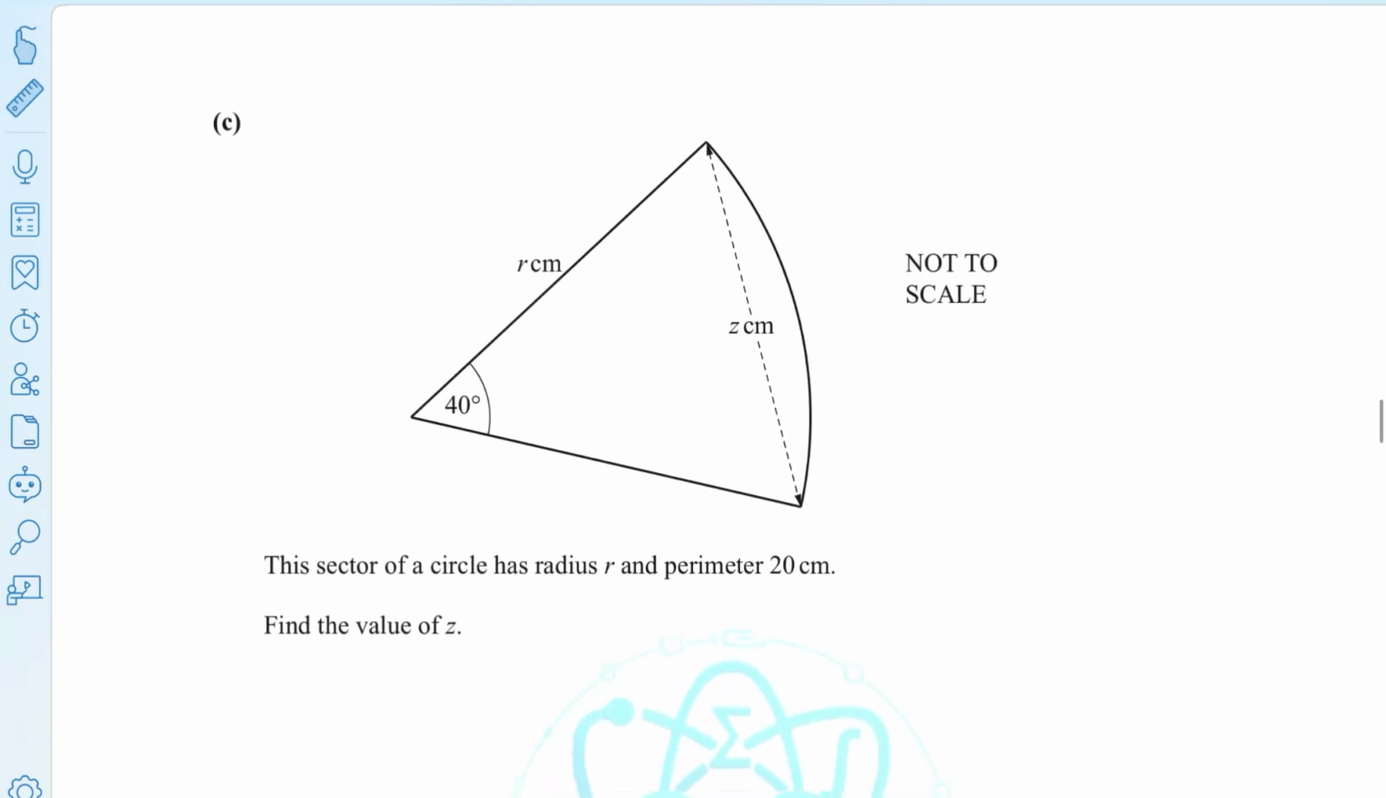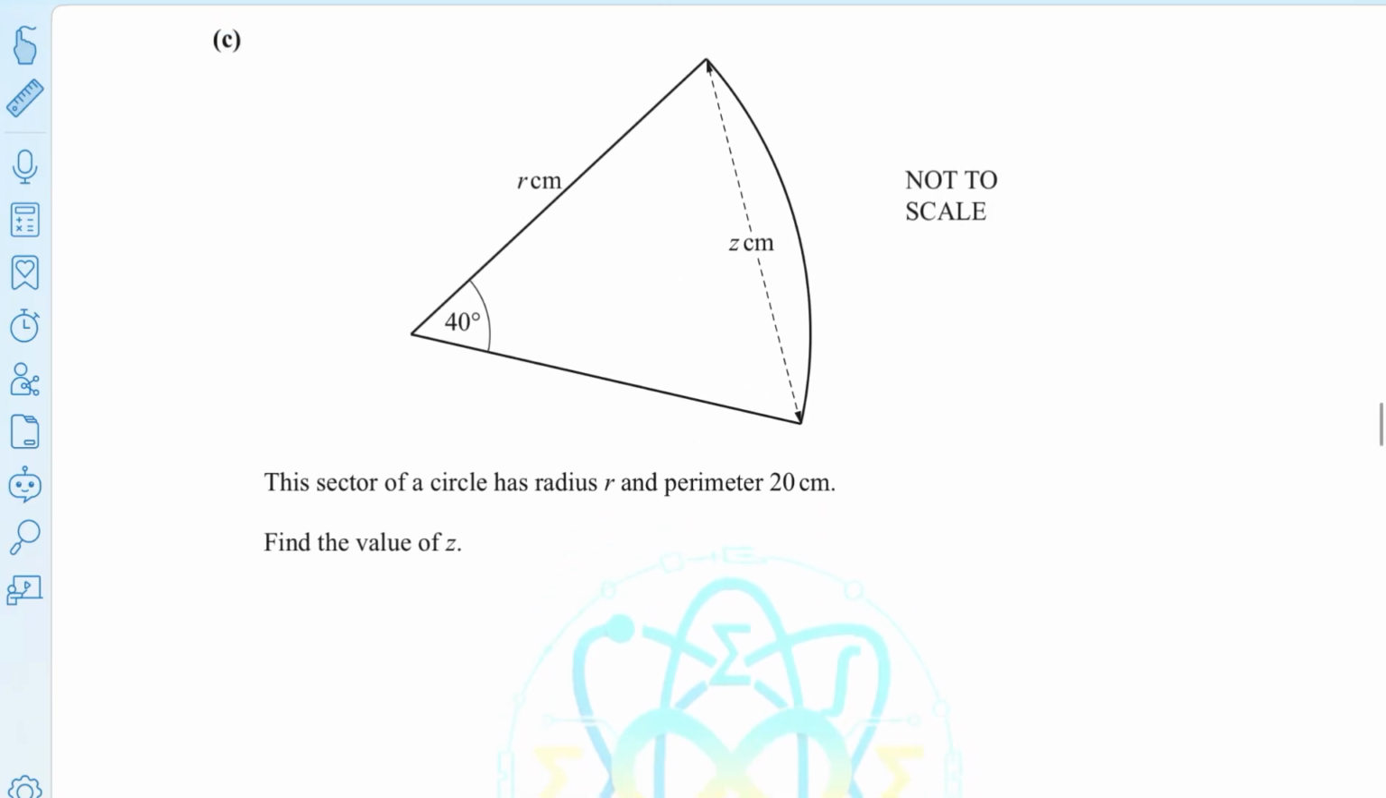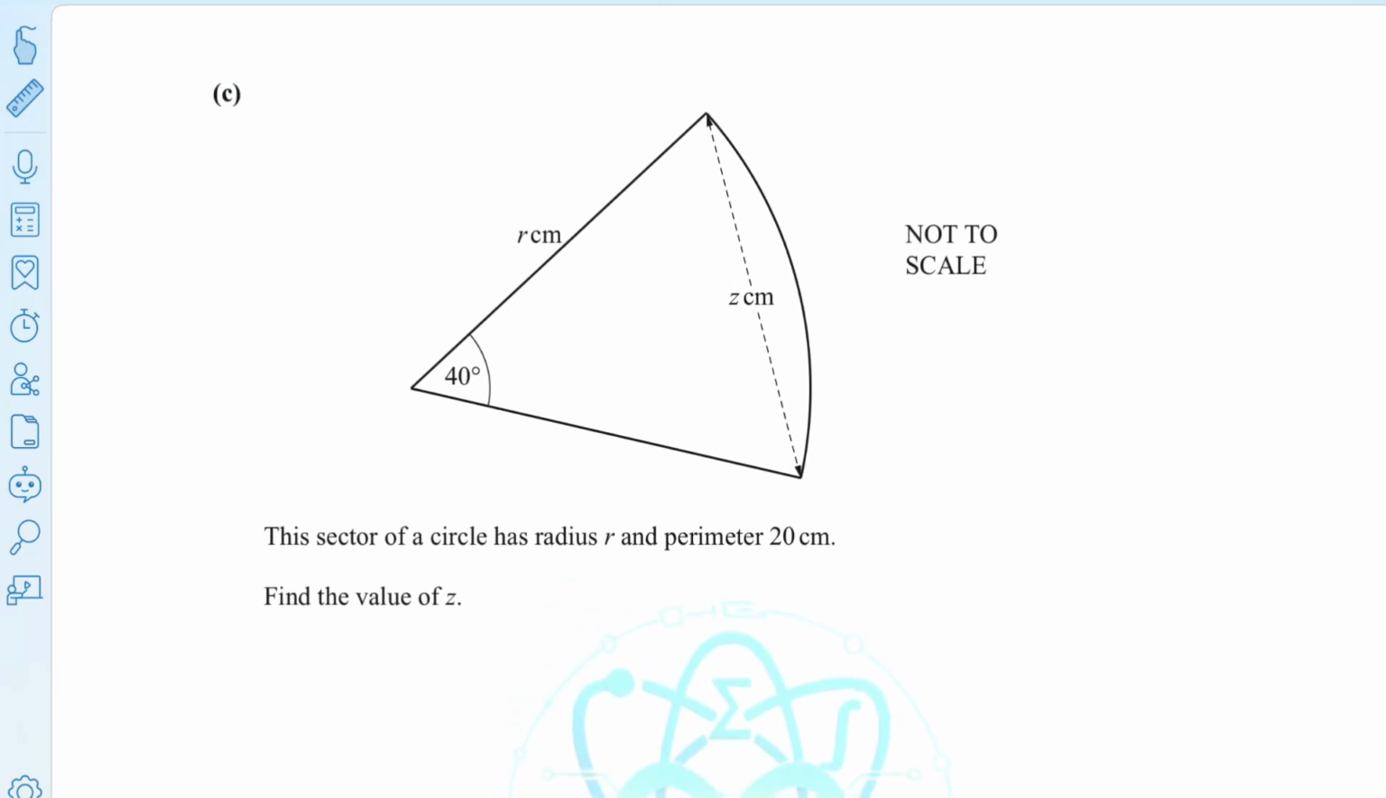Thank you. Okay, next, this is a question of a sector, right? This sector of a circle has radius r, perimeter is given 20, and find the value of g, which is a straight line you can see here. So what does it mean? All of us know this radius and this radius are exactly the same, so this is also r centimeter, right? The perimeter means we have to add all the sides, this one.